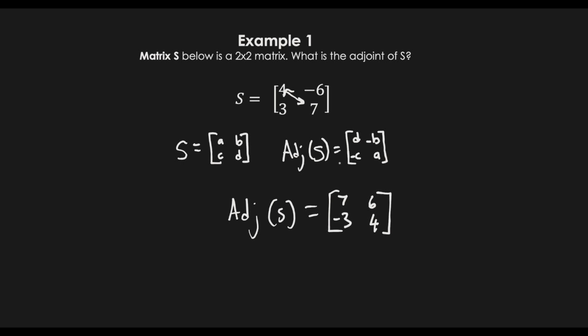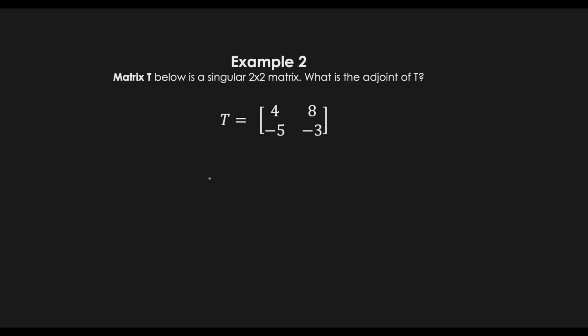Essentially, as you can see here, all we did was swap the 4 and the 7, and we just change the signs of the 3 and the -6. The -6 turned to 6 and the +3 turned to -3. This is our answer. Let's see if you remember the principle of adjoint.